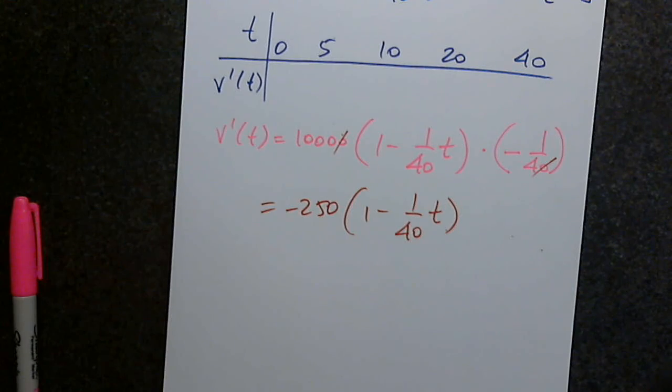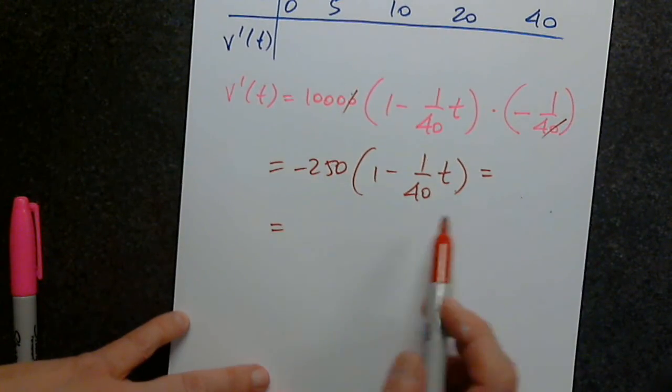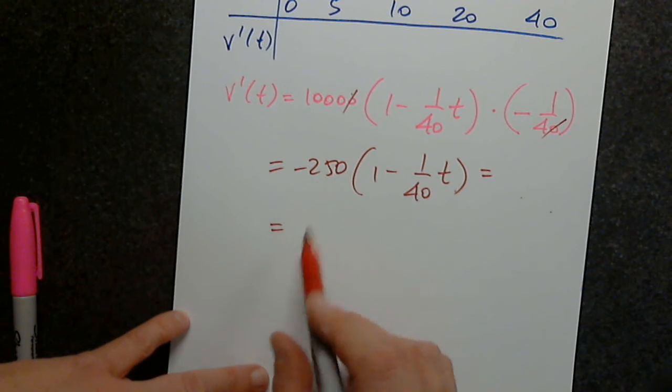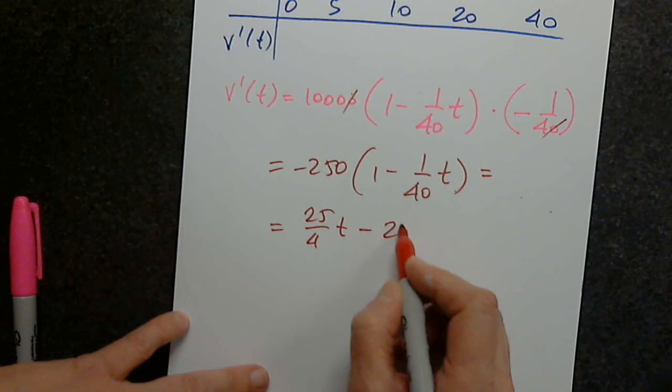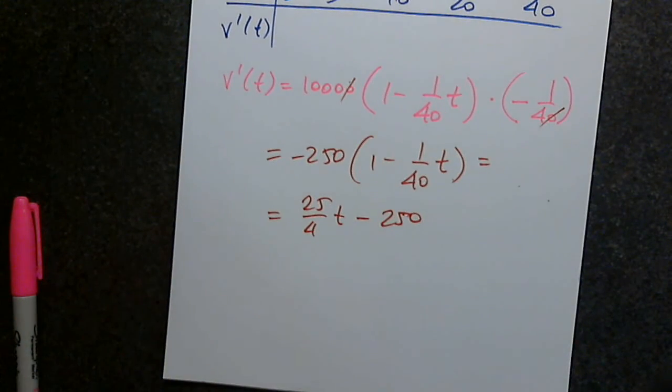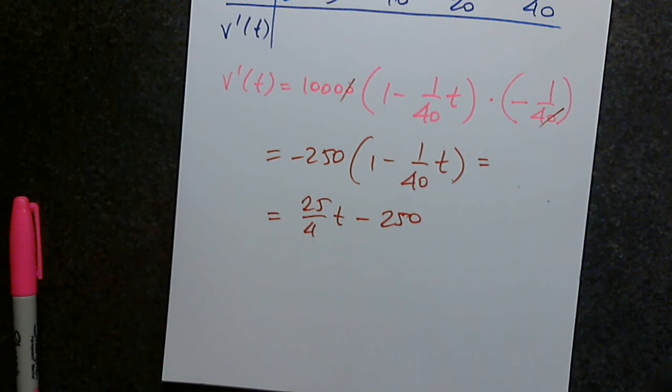Okay. I could rearrange it and put it correctly in descending order. So I have 25 over 4t and minus 250. 250 times 1 over 40 is 25 over 4. Both are negative, so the answer is positive. And then I distribute. I'm going to put this in the graphing calculator again. So I have 25 over 4.